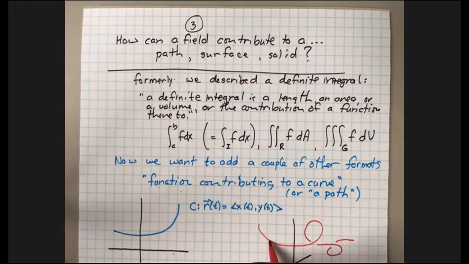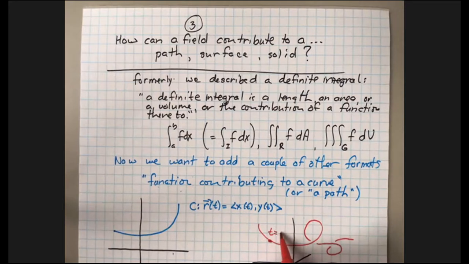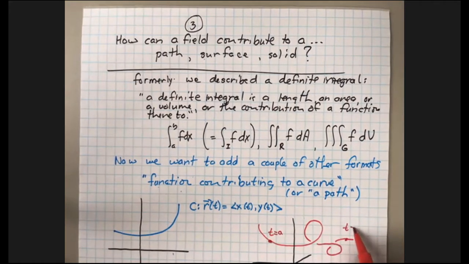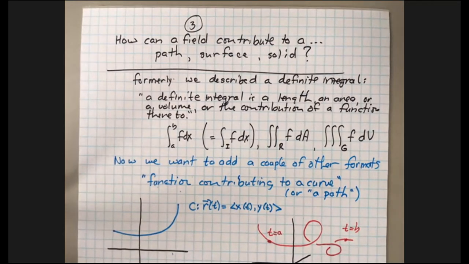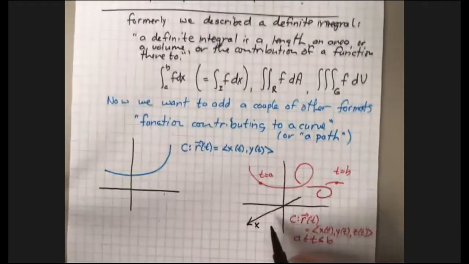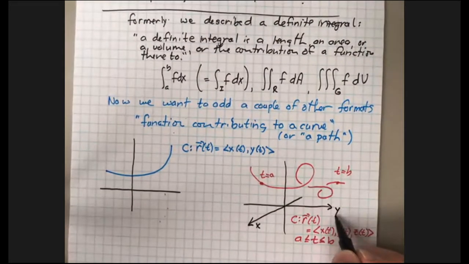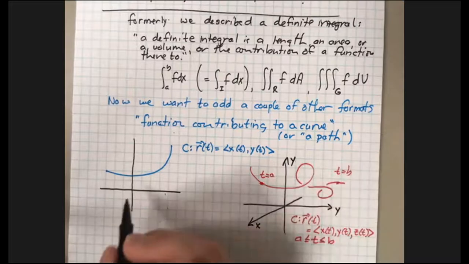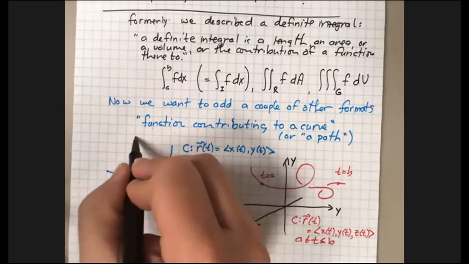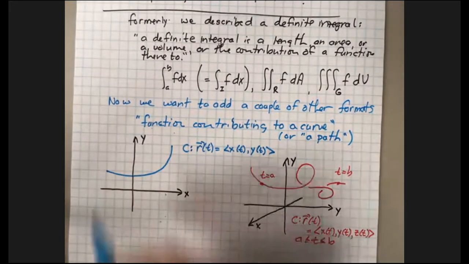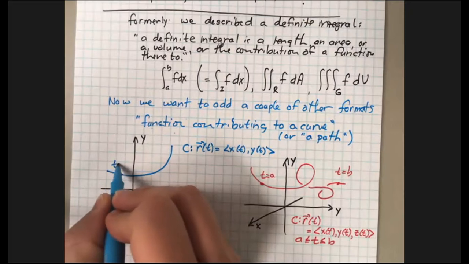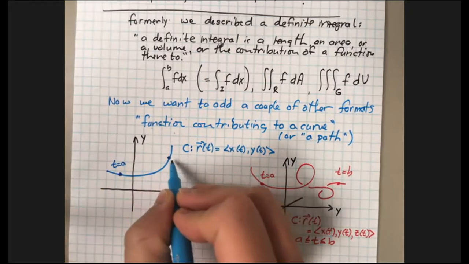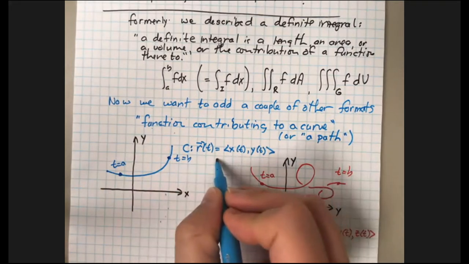Remember that we had an orientation. That was the interval over which the curve was defined. And we did all sorts of calculations on this curve. To make my drawing a little bit better, let me name the axes here. And let me emphasize the starting and finishing points here.